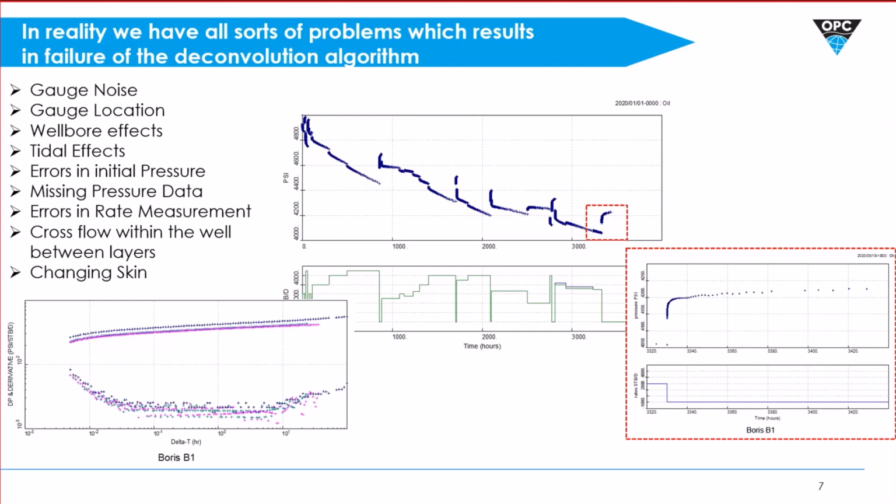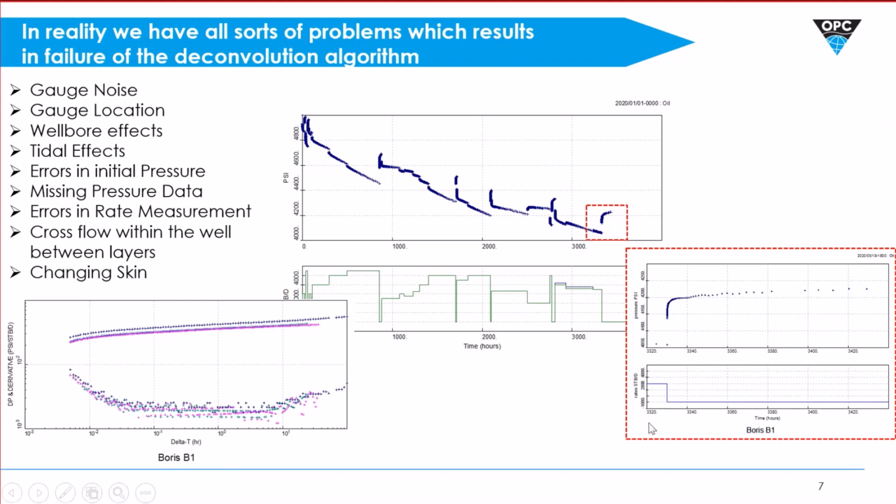We may also have errors in rate measurement. I don't think anyone can confidently say they measure the rate from every single well in the field 100% accurately. And here you can see I made some subtle changes to my measured rate history. You may have cross-flow within the well between layers. So if you have a multi-layer reservoir and you have a long PBU, the build-up pressure may be distorted by the pressure change and the flow rate going from one reservoir to another reservoir within the same well. And you can also have a change in skin, very typical.